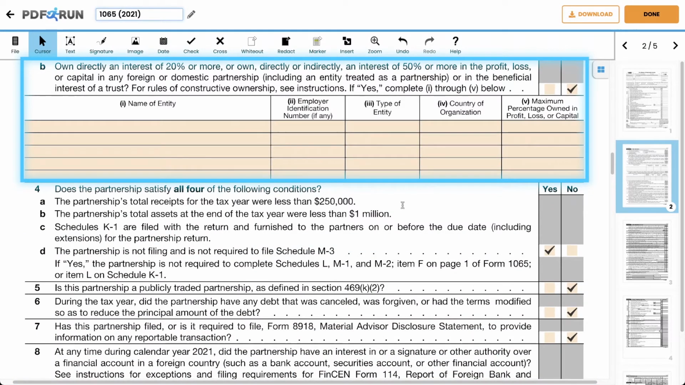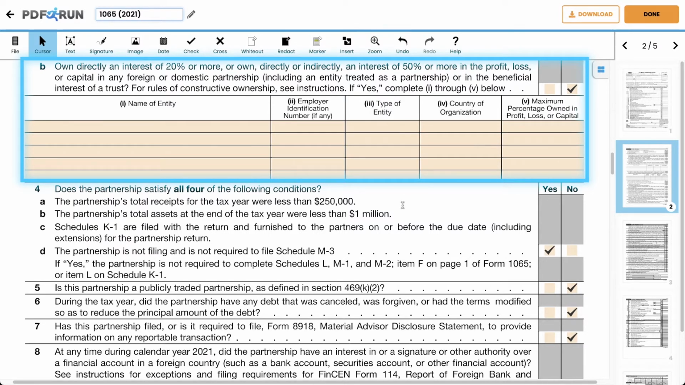Line 3B. If the partnership directly owned 20% or more, or directly or indirectly owned an interest of 50% or more in the profit, loss, or capital of any foreign or domestic partnership or in the beneficial interest of a trust, check yes, and enter the following information in the columns below. Name of entity, employer identification number, if any, type of entity, country of organization, maximum percentage owned in profit, loss, or capital.